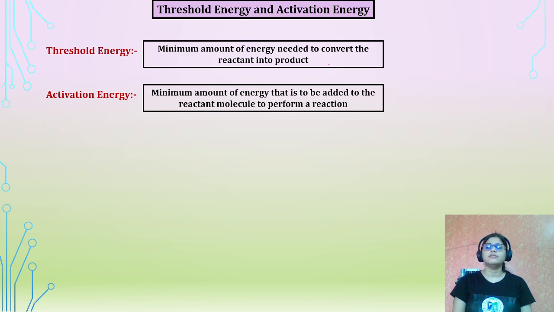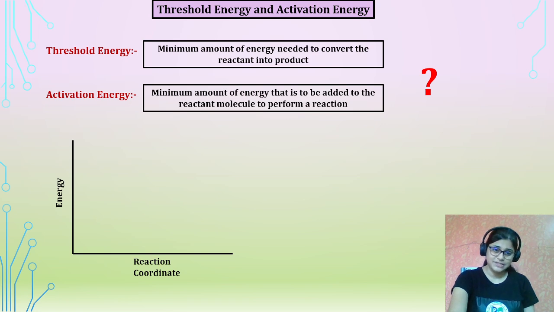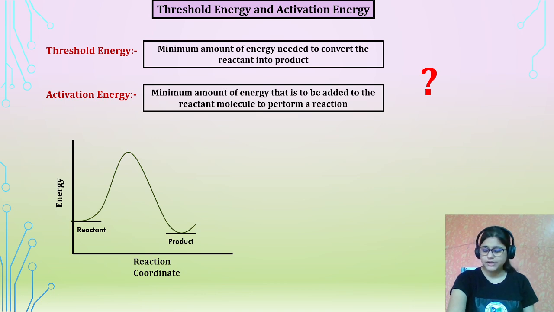These two seem to be the same thing, right? Same definition, but it is not. Here it is how much total energy is needed, and here it is how much energy is to be added to the reactant molecule. These two are different. You don't understand? You have a question mark in your mind? Okay, stick to that point. I will make you understand with a graph. Graph means the reaction profile diagram, like this. Reactant to product. So this is reactant and this is product.